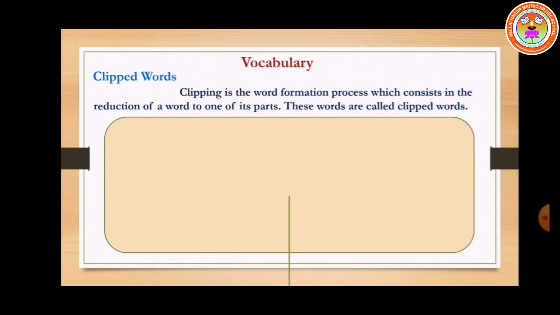Let us see the example now. You will understand it better. Advertisement, ad. So this is the clipped word. Instead of saying advertisement, we are going to take one part of the word, ad, so that ad itself gives the meaning of advertisement. Automobile can be shortly called as auto. So auto is the clipped word.